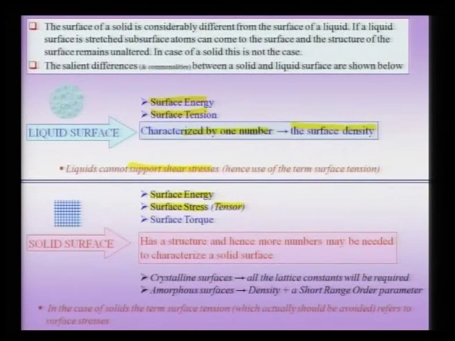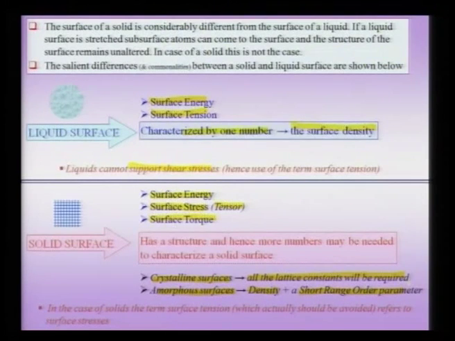But additionally, a surface is also associated with something known as a surface torque. The origin of the surface torque we will consider very soon, but more importantly, let us first consider the term surface stress and its difference between the liquid and the solid. Suppose I want to characterize a solid surface, we have to remember that if I am talking about a crystalline surface, then all the lattice constants will be required to characterize my crystalline surface. Amorphous surfaces can be characterized by the density and a sort of short range order parameter.